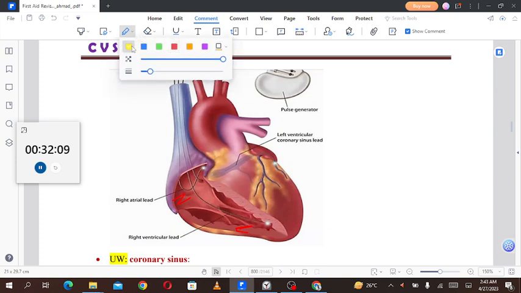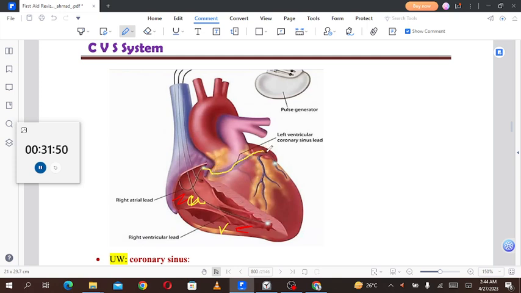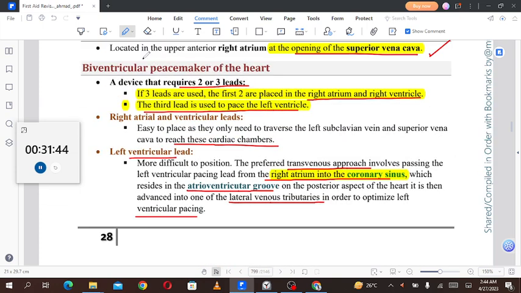In the preferred route, you can see that we reach the right atrium and right ventricle. Cool. So the right atrium and right ventricle are covered. Now we have to push the lead to the left ventricle. How do we do that? This requires high precision. We push the lead into the coronary sinus, then from the coronary sinus into the venous tributaries, which are supplying the left ventricle. So this is the position. This is difficult positioning of the lead. So you must remember that.